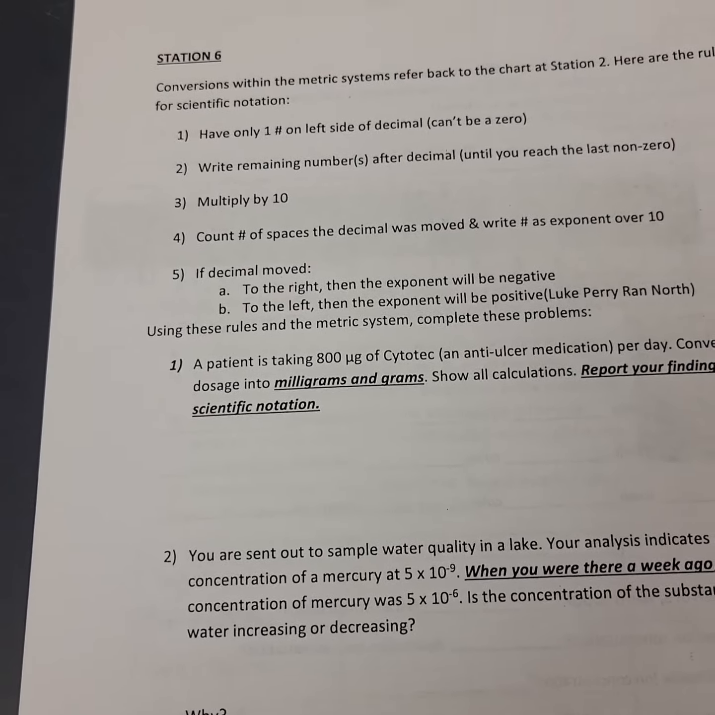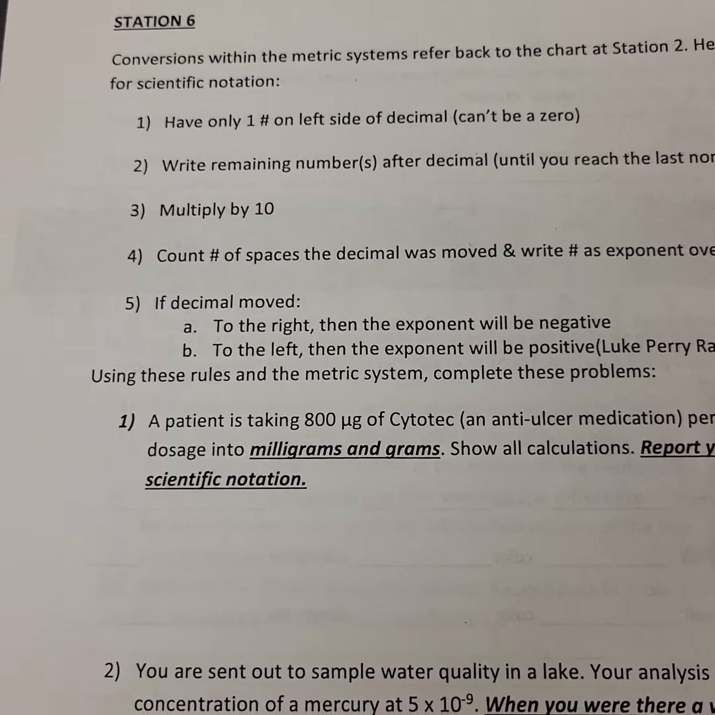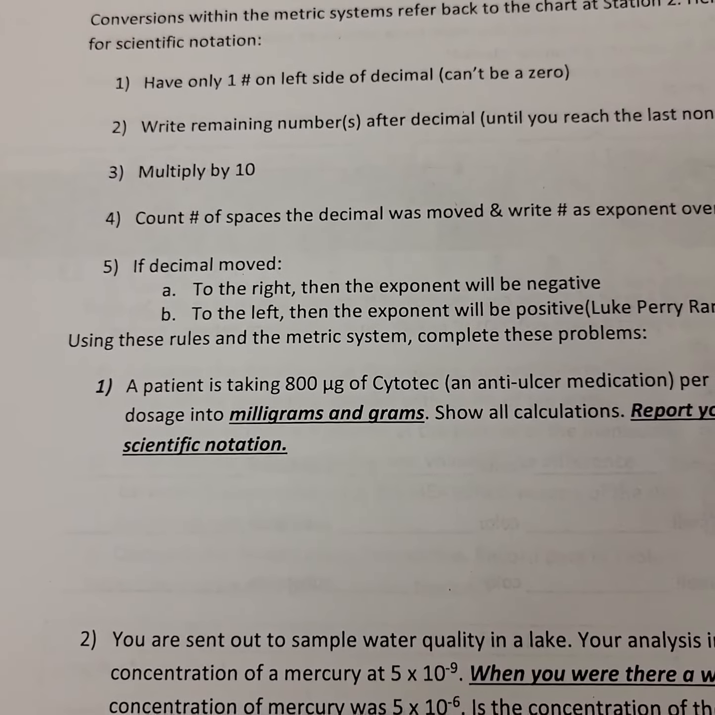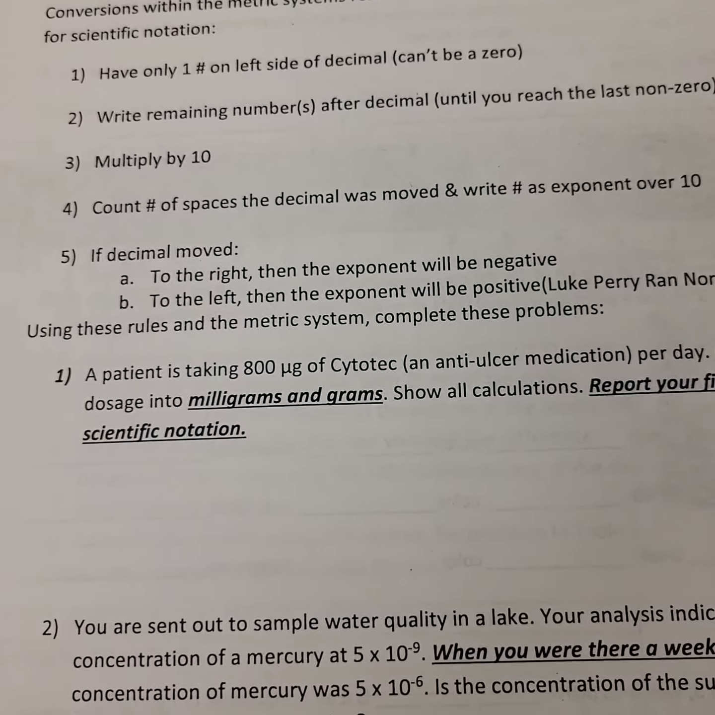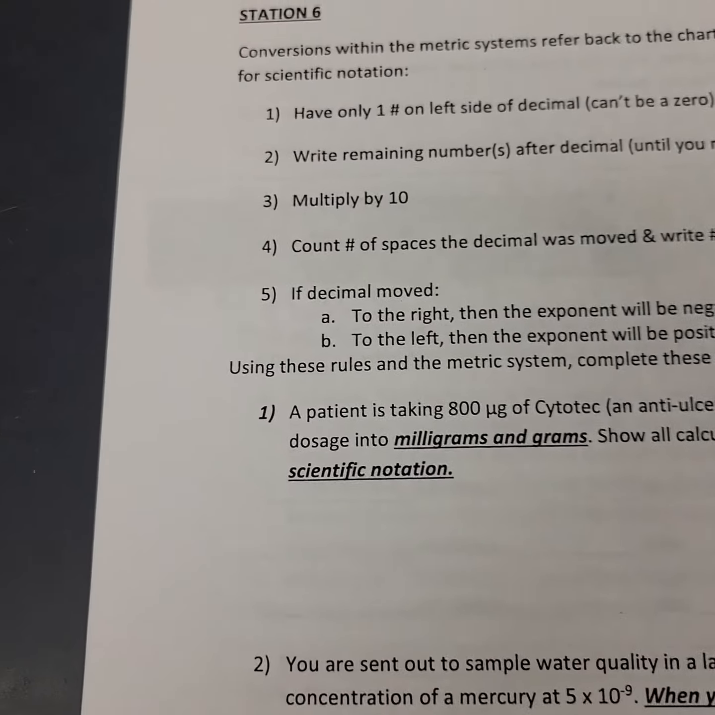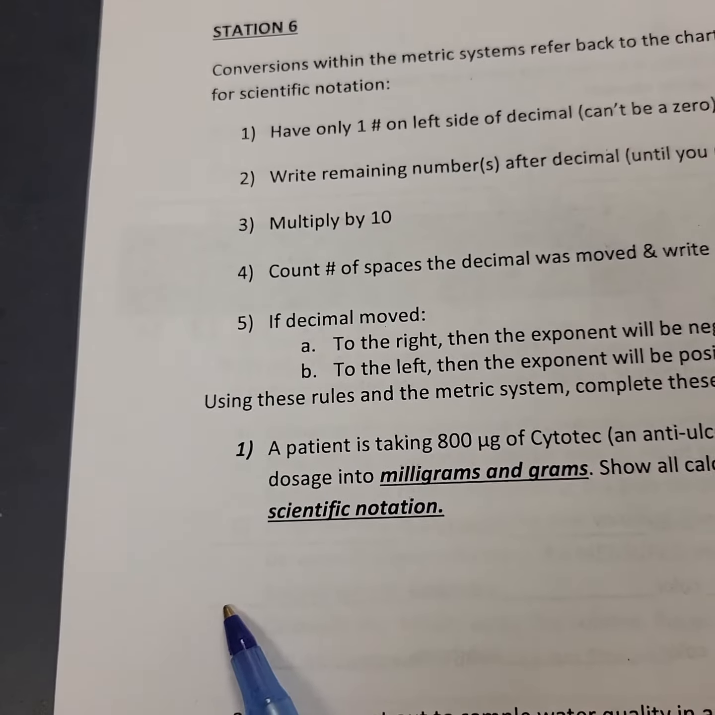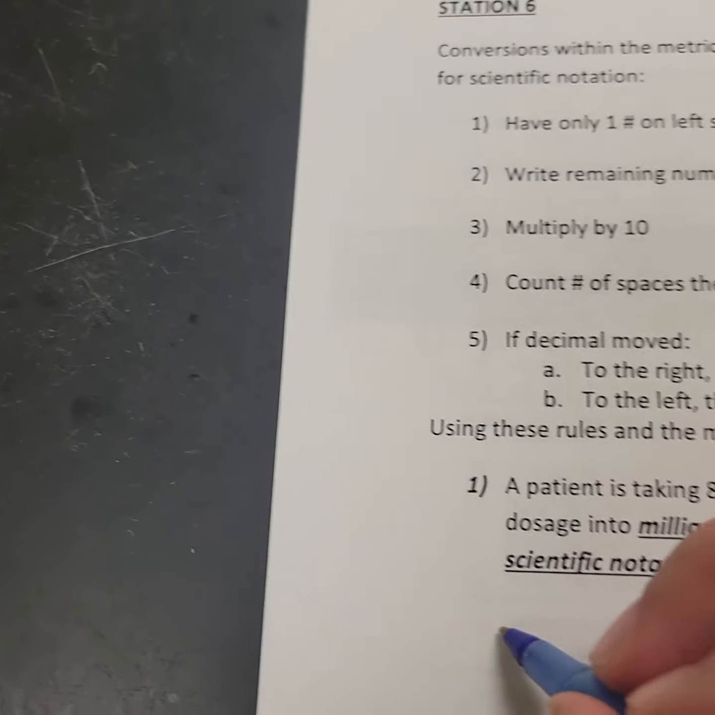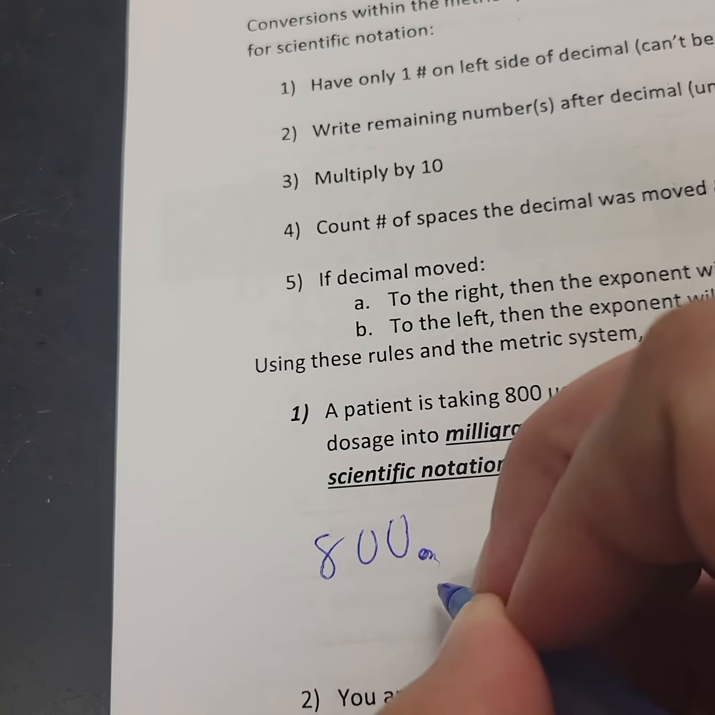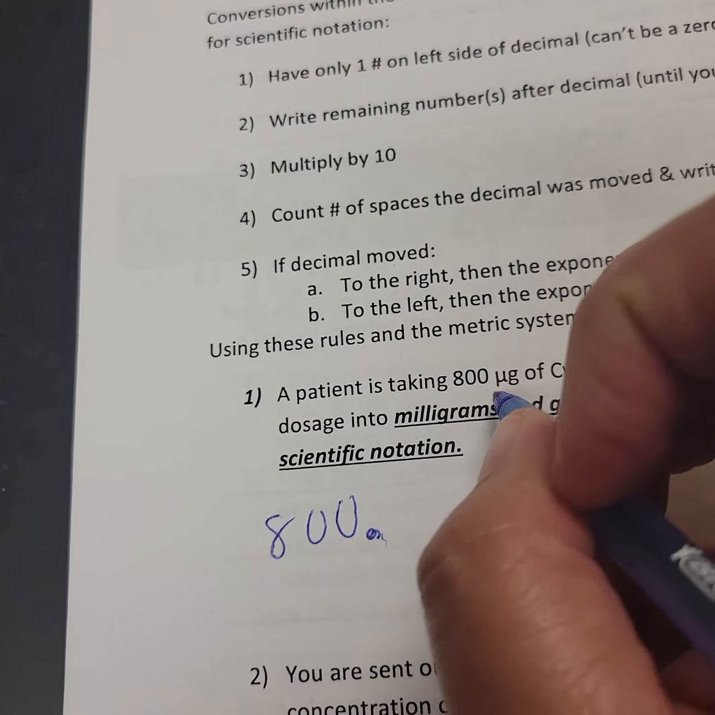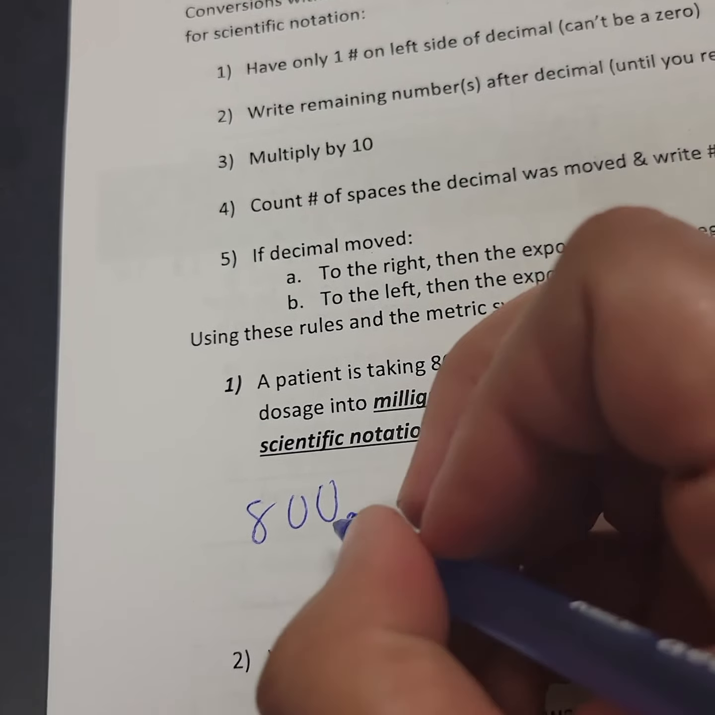Station 6. What we're working on here is scientific notation, okay? If I have 800 micrograms and I want to convert it into milligrams, how am I going to do that? The first thing I have to do is convert 800 to scientific notation. In the number 800, I have a decimal at the end of the zero. If you don't see a decimal in a number, it's at the end. Think of a dollar, put a dollar sign in front of it, you'll know where it is.